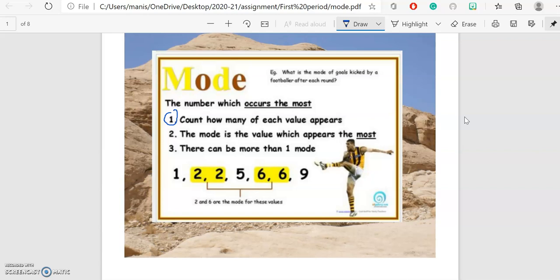In this example, as you can see, 2 is appearing twice and 6 is also appearing twice. So there are two modes for these values. 2 and 6 are the modes for these values. Most of the time you will hear the word mode, like for example, what is the mode of goals kicked by a footballer after each round?